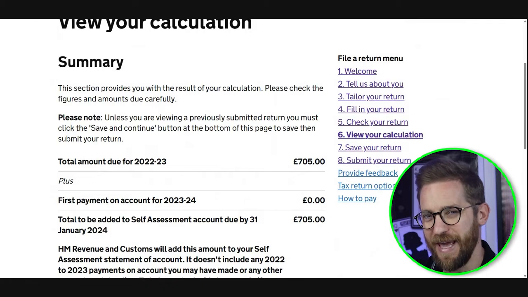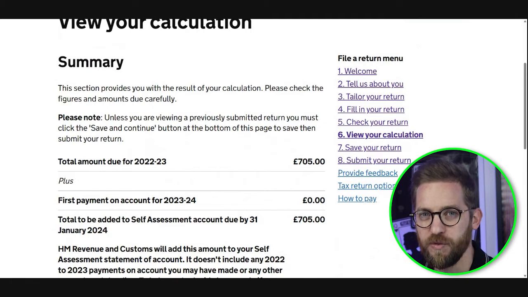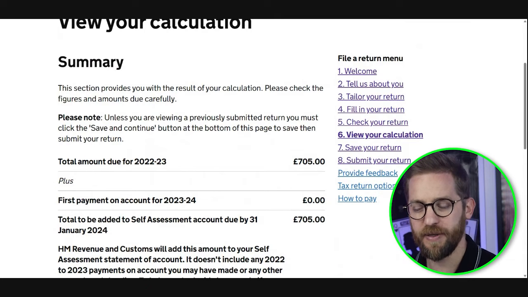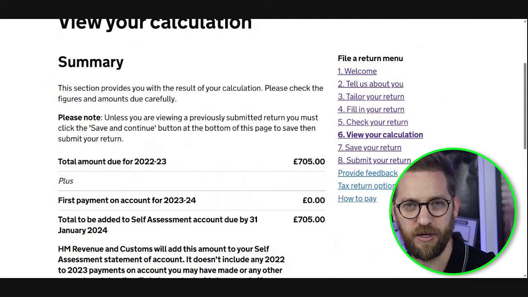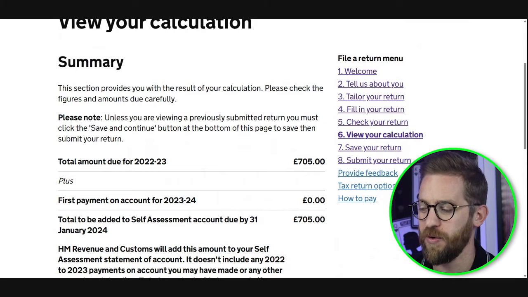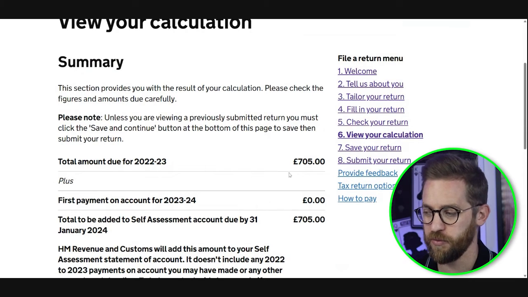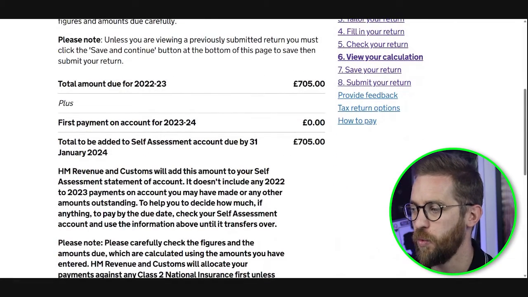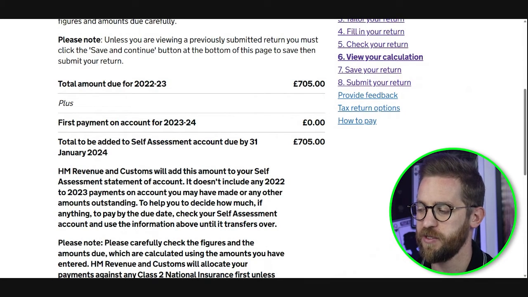So with capital gains, your income doesn't count towards those payments on account. So even if I had a tax liability of £10,000 here, they won't ask me to make payments on account just because of that, because they know a capital gain is a one-off event. You're not going to make a capital gain this year, next year, the following year, like you would with self-employment or employment income. So this won't actually count towards that payment on account threshold. And if you are wondering why it hasn't triggered, that's normally the reason why. So £705 payable by the 31st of January 2024.